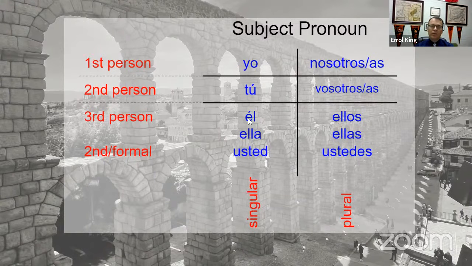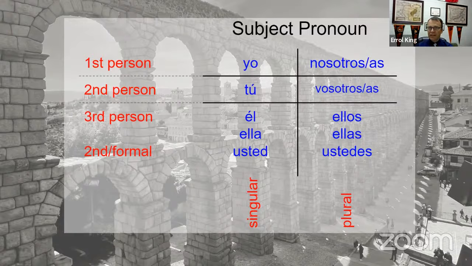Then we get down to third person, él and ella. Third person means we're talking about someone. So él is he, ella is she. In the plural sense, we have ellos and ellas. They both mean they. Now, you might be wondering, why do we have 2 things that mean they, 2 things, nosotros, nosotras, that means we, vosotros, vosotras, that means you all? It's just, the one is the masculine form, the other's the feminine form.